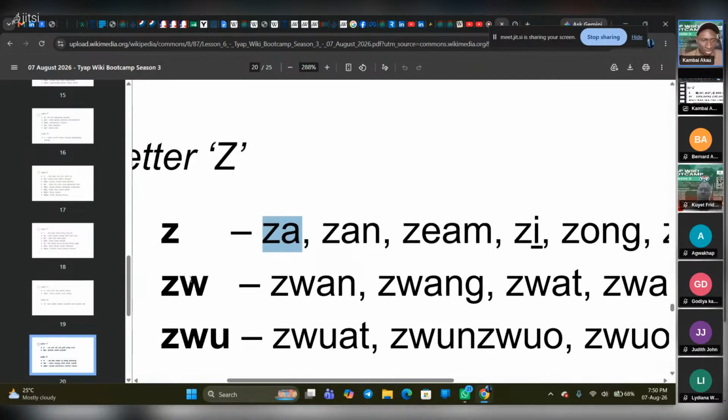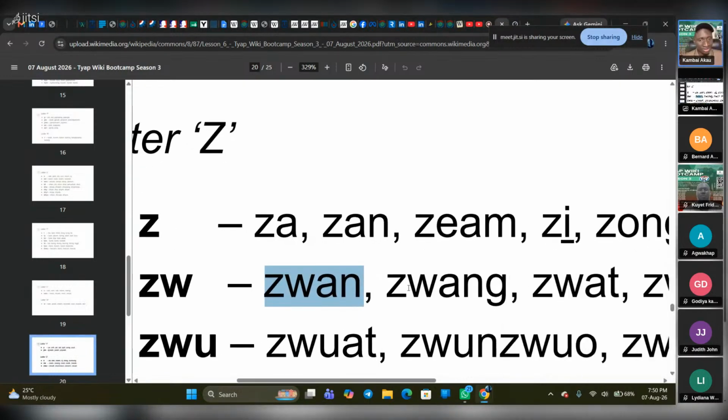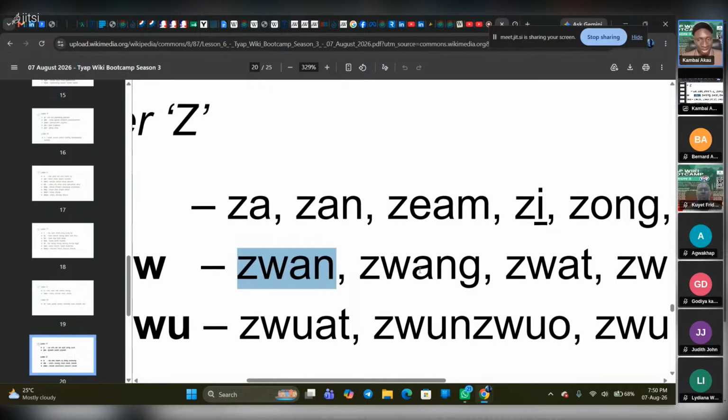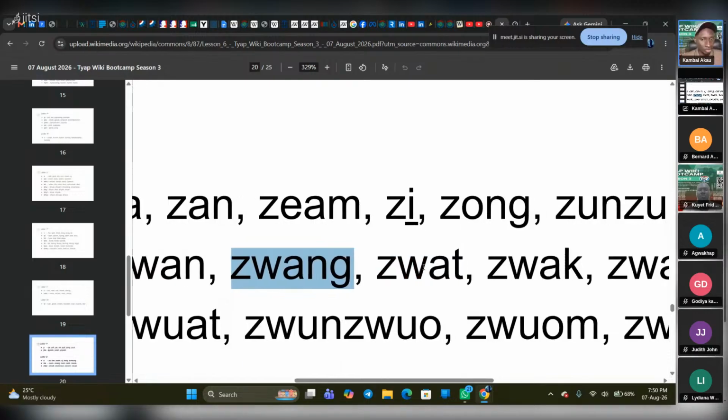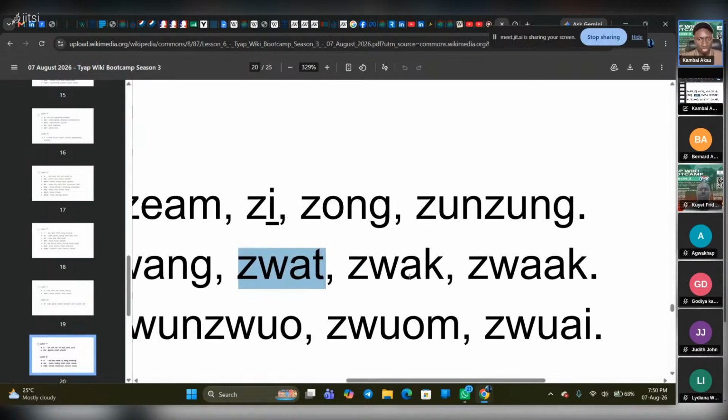And then the second version, which is the labialized form of this za sound, we have Juat, we have Juan. Some will pronounce it as Zwan instead of Juan. And then we have Zhuang. Some will say Zhuang instead. And then we have Juat. Some will say Zuat instead of Juat. And then we have Juak, and then some will say Zuak.